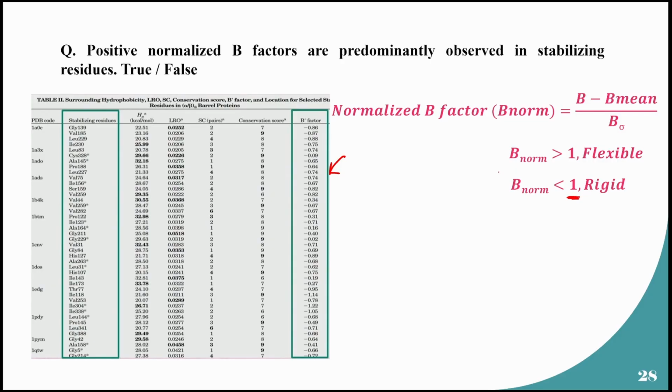Okay, so in this case, you can correlate that. The normalized B factors are also negative, so they are quite rigid, and that's how they are providing the stability here. So the answer to this particular question would have been false, of course, because it says that positive normalized B factors are observed in stabilizing residues, which in fact is not correct. It would be that negative normalized B factors are mostly prominently observed in the stabilizing residues, as you can see in the table.